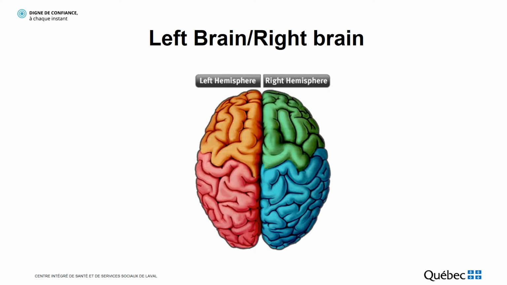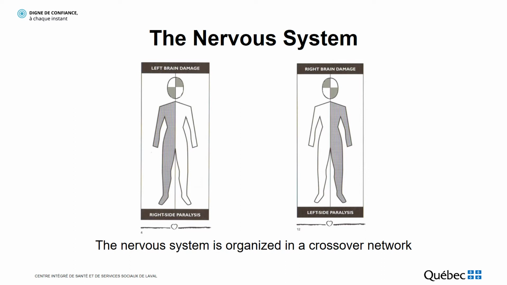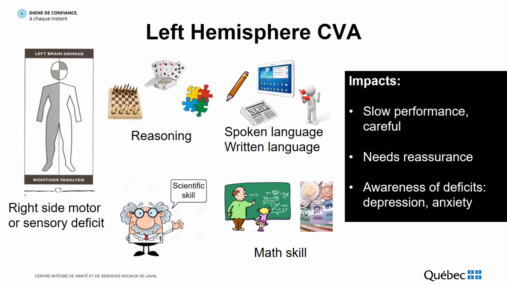The brain is divided in two parts, the left side, called the left hemisphere, and the right side, the right hemisphere. The left side of the brain controls the right side of the body, and the right side of the brain controls the left side of the body. The left side of the brain controls the movement on the right side of the body.